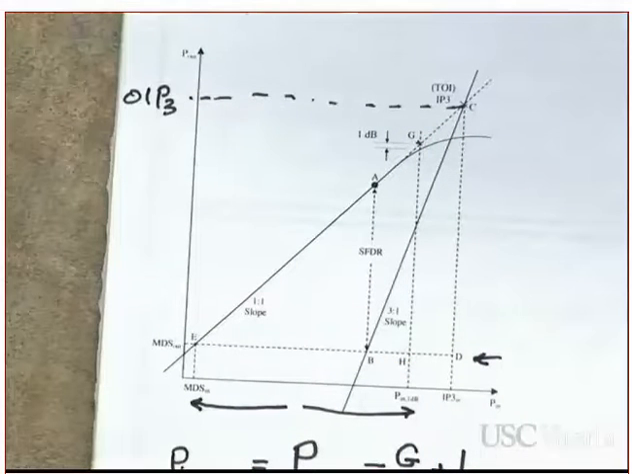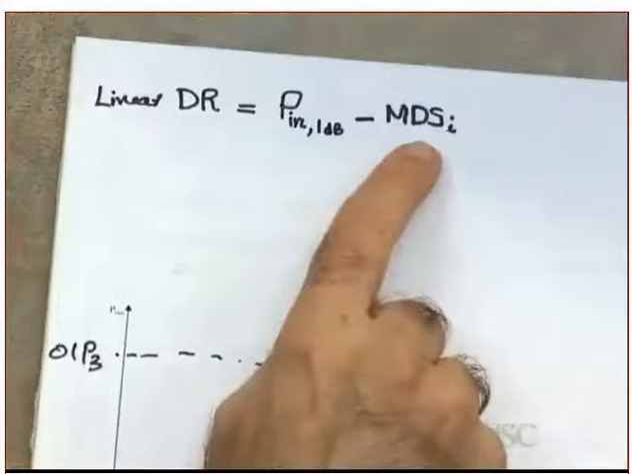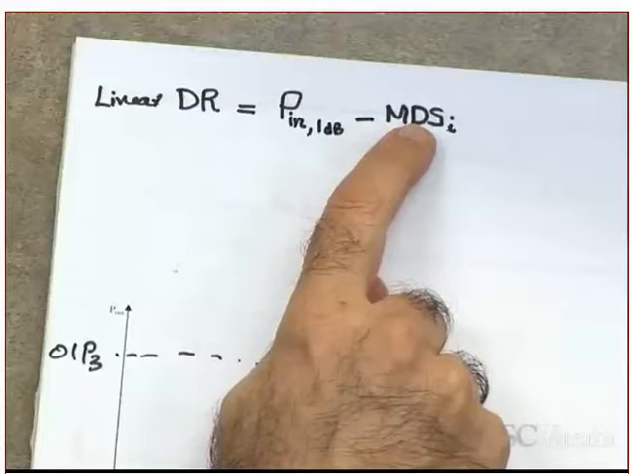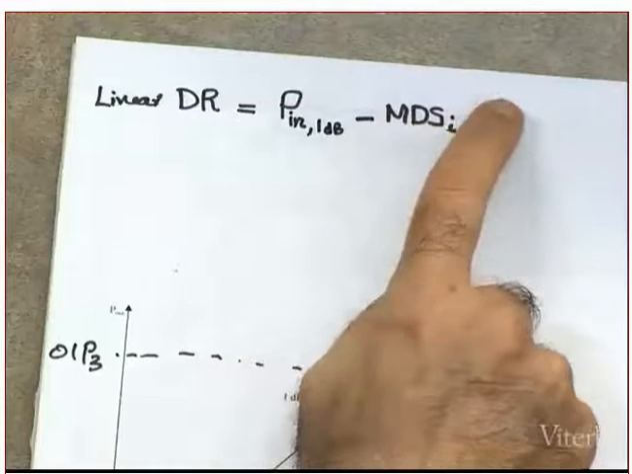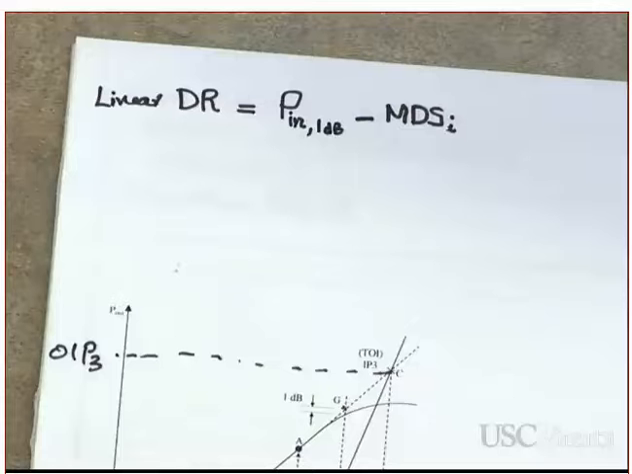However, if the question does not give you the MDS, you replace this by the noise floor. Are you following me on that? Now, if you add the 3 dB, which is fine, in other words, noise floor plus 3 dB. Did you get my point or not?